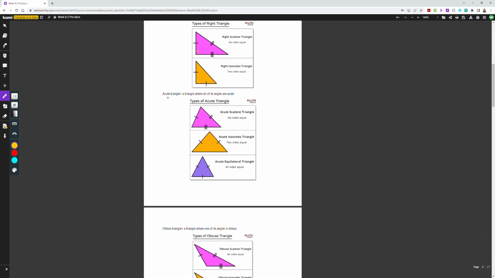Now, we also have an acute triangle, where all of its angles are acute. Remember, an acute angle is between 0 and 90, so essentially less than 90. Again, we can have an acute scalene triangle, an acute isosceles triangle, and an acute equilateral triangle. With equilaterals, they're always going to be acute because we already know their angles are going to be 60 degrees at each corner.